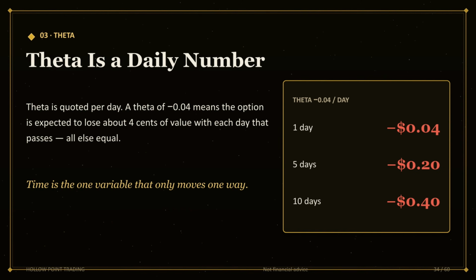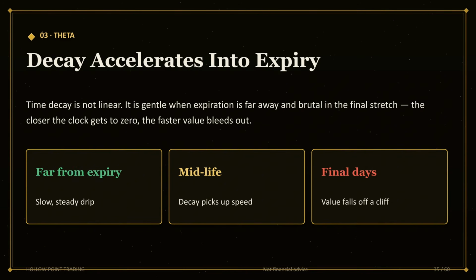Theta is quoted as a daily value. A theta of negative 0.04 means you can expect the option to lose roughly 4 cents of value every day, all else being equal. Remember, time is the one variable that only moves in one direction. Crucially, time decay is not linear. It is relatively gentle when expiration is far off, but the decay accelerates significantly as you enter the final stretch. In those last few days, the option's value can drop off a cliff.